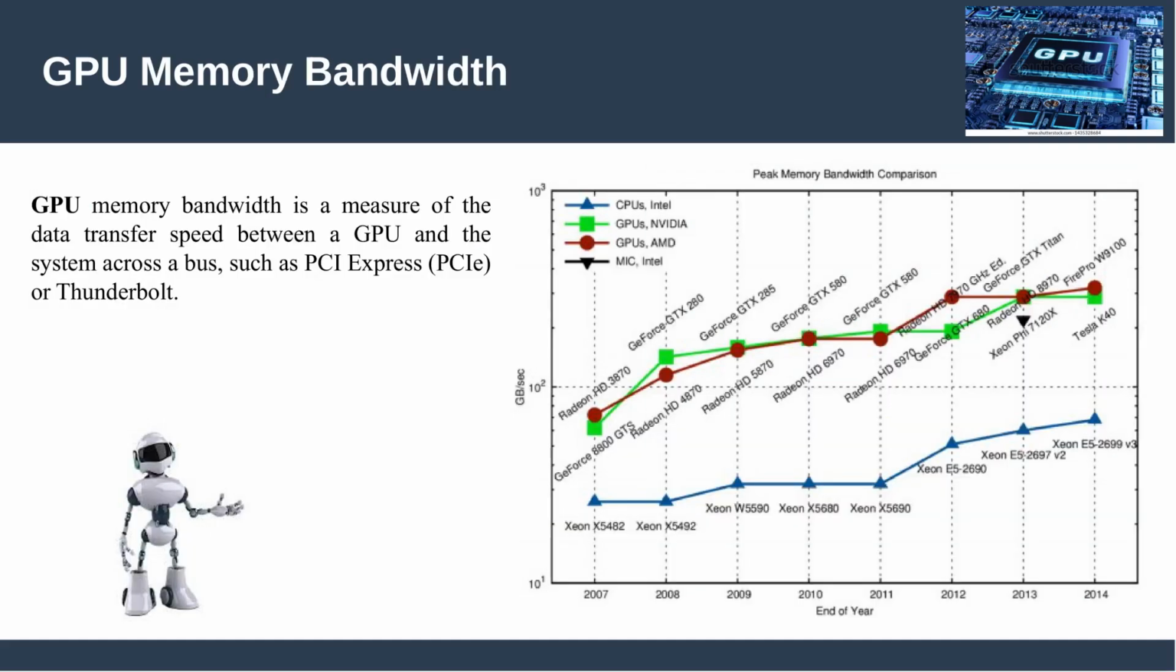GPU memory bandwidth quantifies the data transfer speed between a GPU and the system via buses like PCI Express or Thunderbolt.